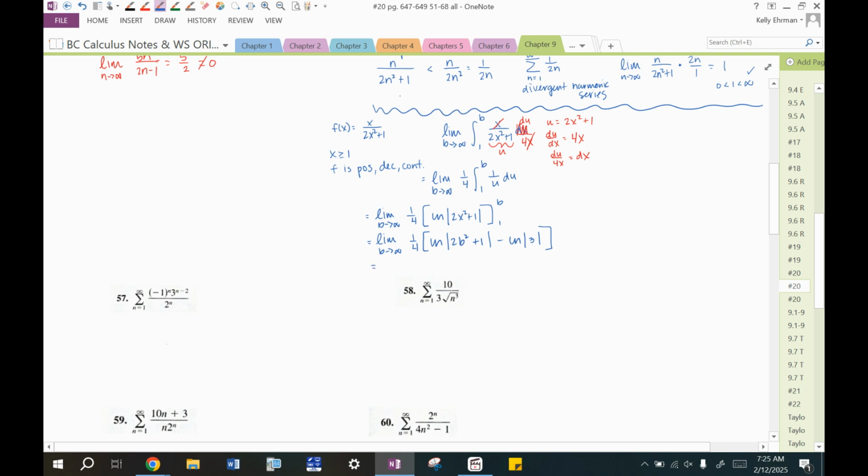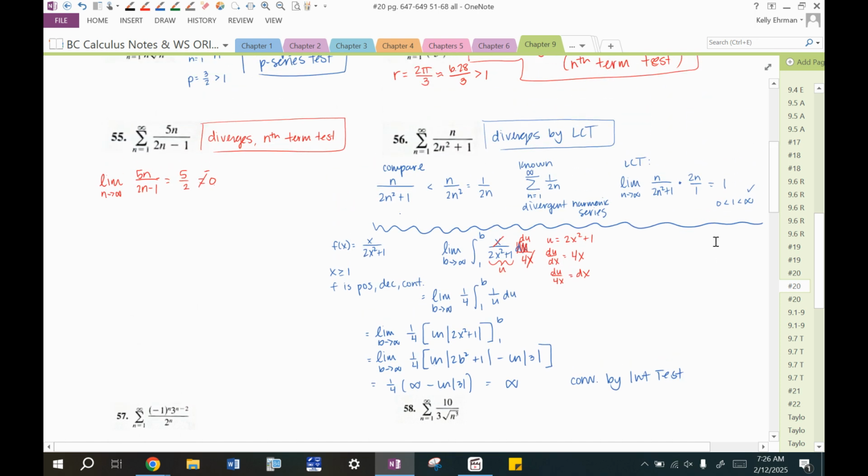Finally, I can take the limit. So this is 1/4. The natural log of infinity is infinity. Natural log of 3 is a constant, but subtracting a constant from infinity doesn't matter. So overall, this is infinity. So because the integral diverges, it means that the series would also diverge by integral test.